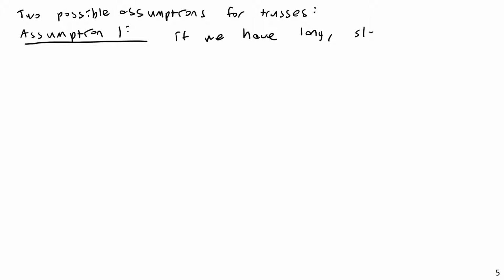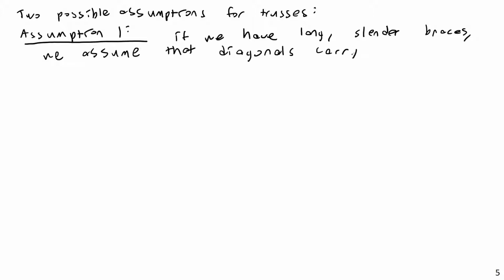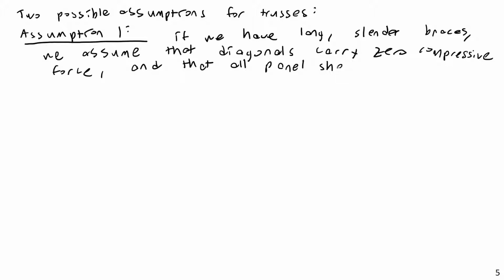Assumption 1: if we have long, slender braces, we assume that diagonals can carry no compressive force, zero compressive force, and that all panel shear is carried in tension.